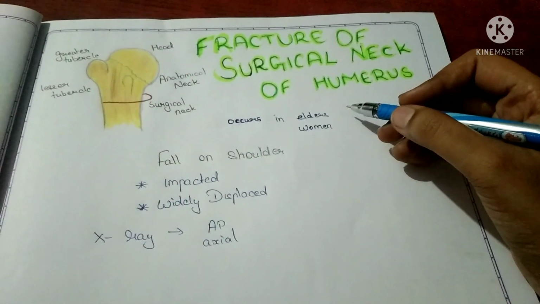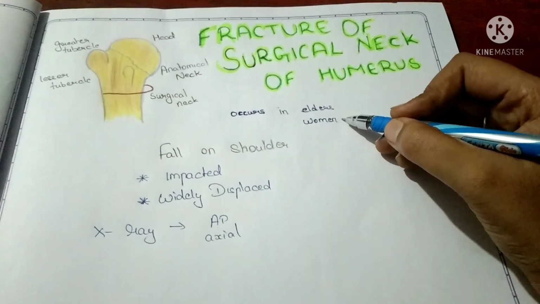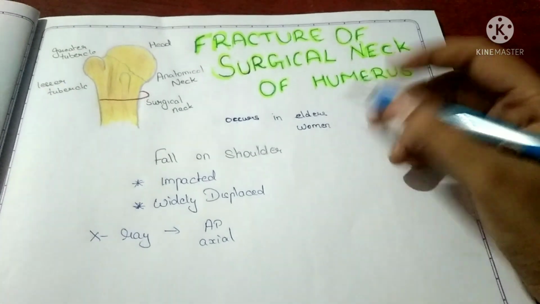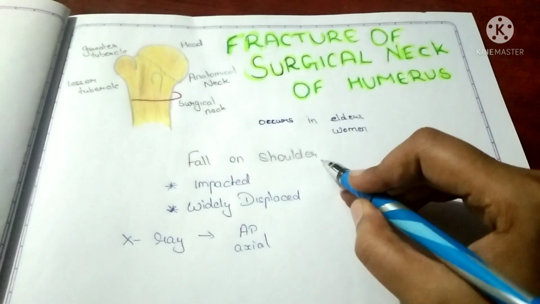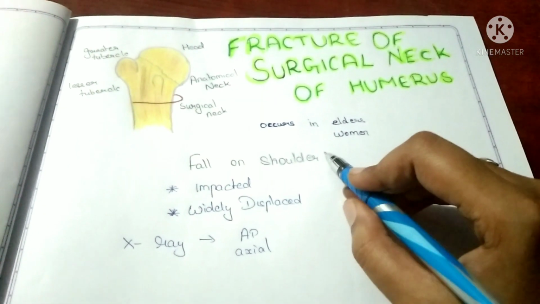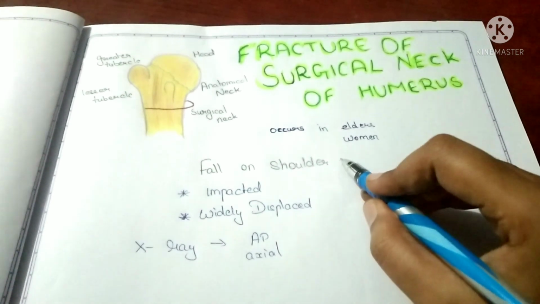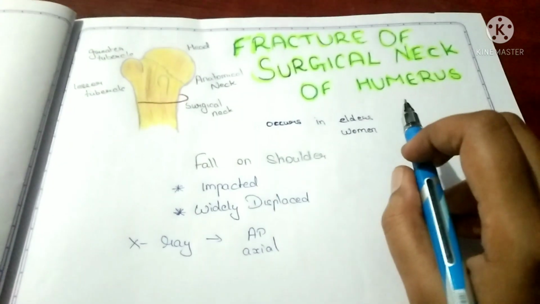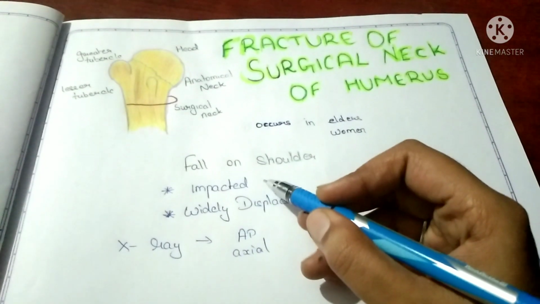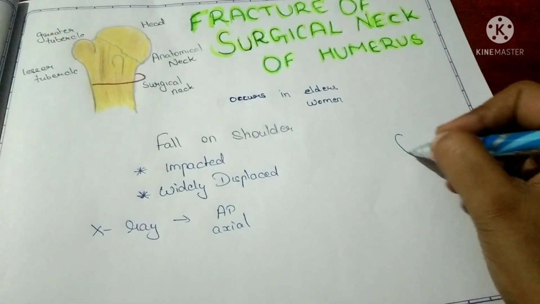The fracture of the surgical neck of humerus occurs more commonly in elders and especially in elderly women. And the fracture of the surgical neck occurs because of the fall on the shoulder. Mainly the fracture of the upper limb arises because of the fall on the outstretched hand, but here it is due to the fall on the shoulder directly, when the shoulder is hit directly. And these fractures are impacted fractures.